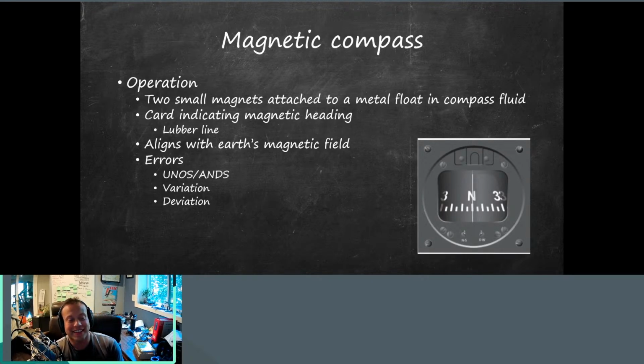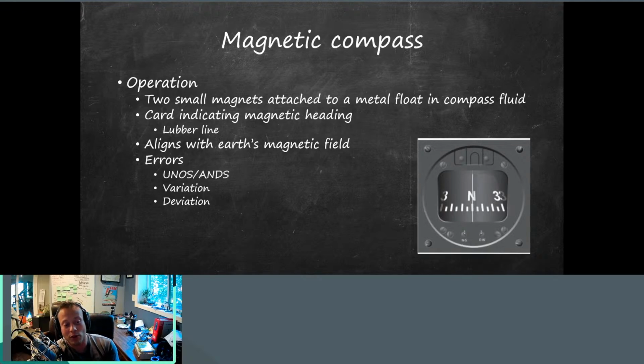The compass hasn't changed in centuries. It's two small magnets attached to a metal float in compass fluid, and it gives you an indication of your magnetic heading. Now, this aligns with the Earth's magnetic field, and remember that because the Earth is a sphere and we superimpose a rectangular grid onto that sphere, true north is not co-located with magnetic north. So there will be some error. There will also be error based on your position on the Earth, your acceleration and turning errors, and any magnetic or electrical items inside the aircraft will also induce an error.